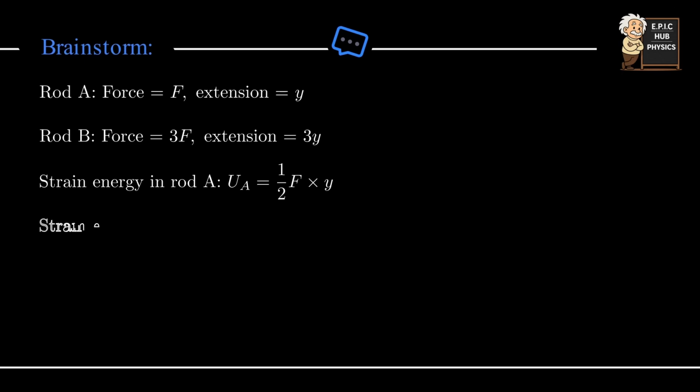Substituting these values into the strain energy expression gives the strain energy in rod B equals 1/2 multiplied by 3F multiplied by 3Y. Multiplying these terms together gives the strain energy in rod B equals 9/2 multiplied by F multiplied by Y. Now we determine the ratio of the strain energies.